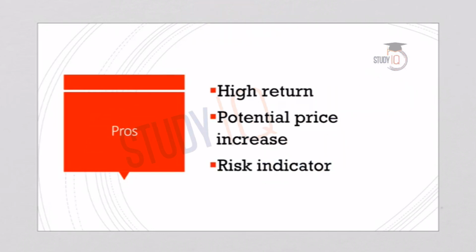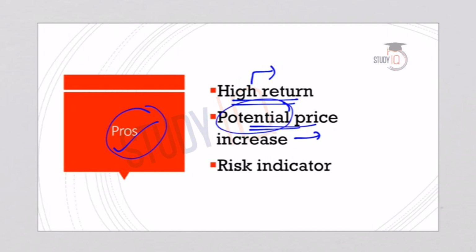Now let us look into the positives or the pros of junk bonds. So as we said, junk bonds have higher risk, therefore the return on these bonds is very high. So they offer high return or higher yield compared to other fixed income debt securities. And the junk bonds also have the potential of significant price increases as the company's financial situation improves. So there is always a potential for price increase, because by capitalizing the company, the financial situation of the company can improve, and this can raise the price of the bonds.